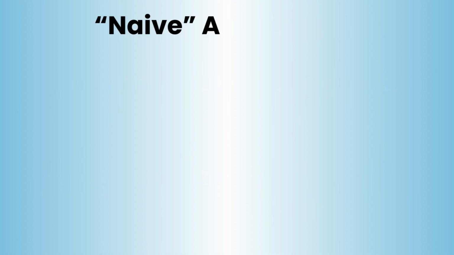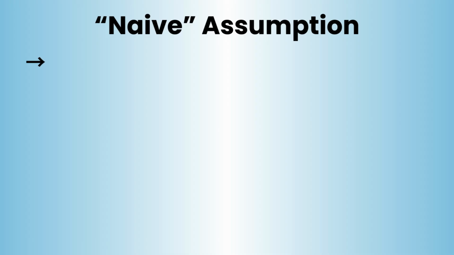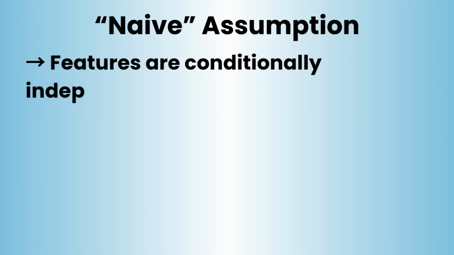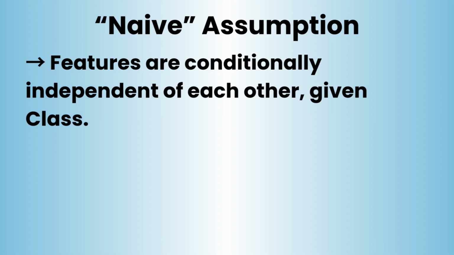Now comes the naive assumption, the key simplifying assumption. The classifier assumes that all features are conditionally independent given the class. This means that knowing one feature doesn't tell you anything about another feature, as long as we know the class. For spam detection, this means that the word free is independent of the word money given that we know it's spam. In reality, this may not be true.